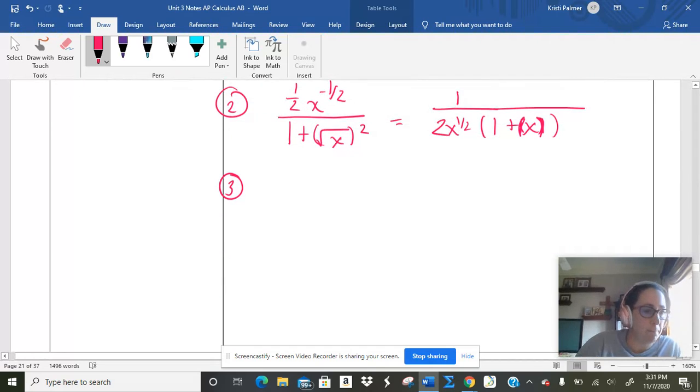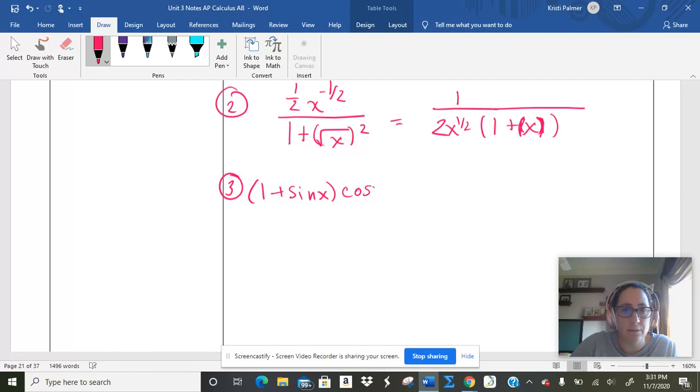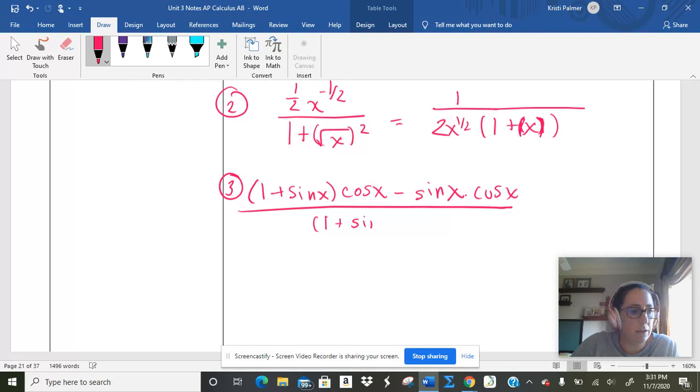Okay, number 3, low, d high, minus high, d low. Draw the line and square below, or all over, low, low. Simplify that. See if you can get it to this.